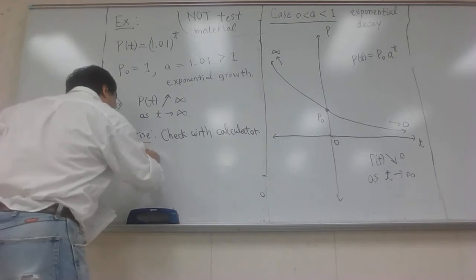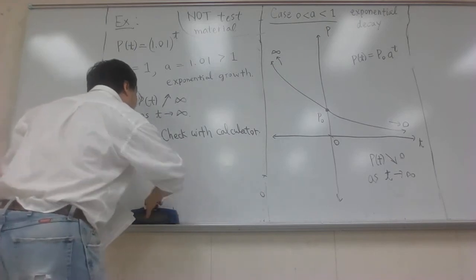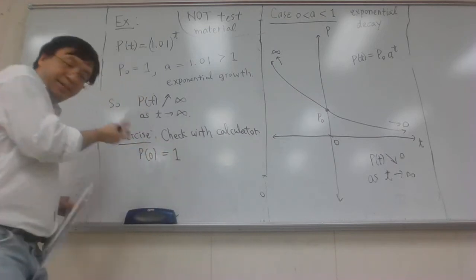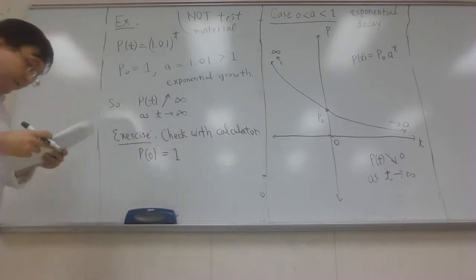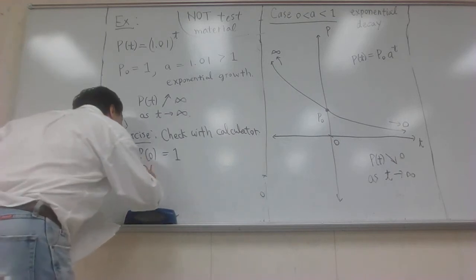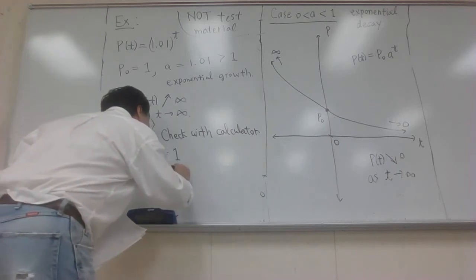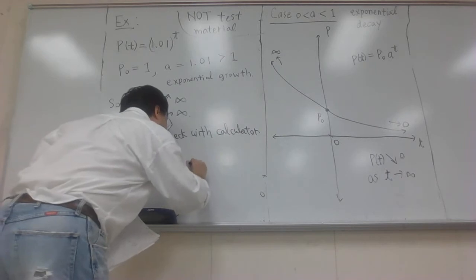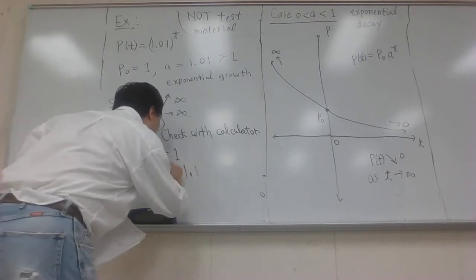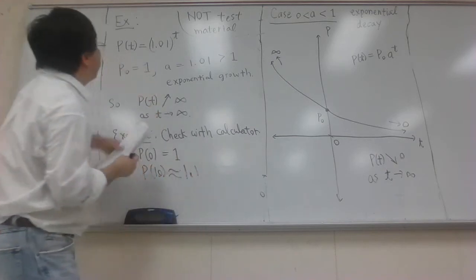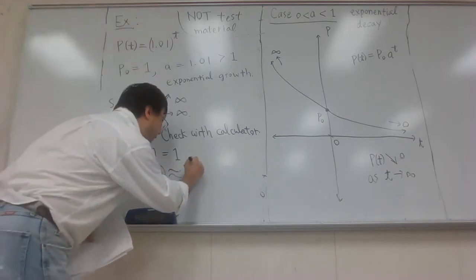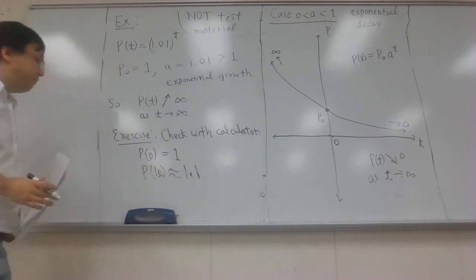Okay. P0 is exactly 1. That's not hard to see. It's not getting really big yet, but it's there. You can check with a calculator that P10 is approximately 1.1. So you plug t equals 10 in here, you get 1.1. It's not getting really big yet, but it's still getting bigger.